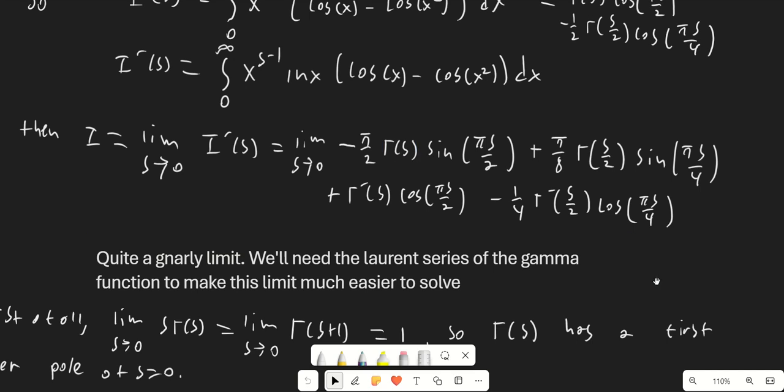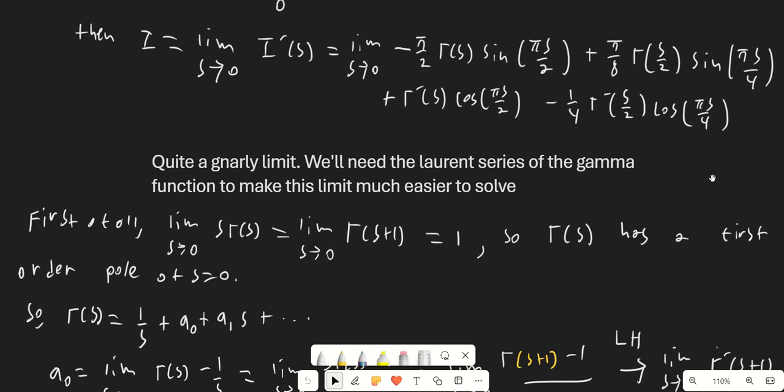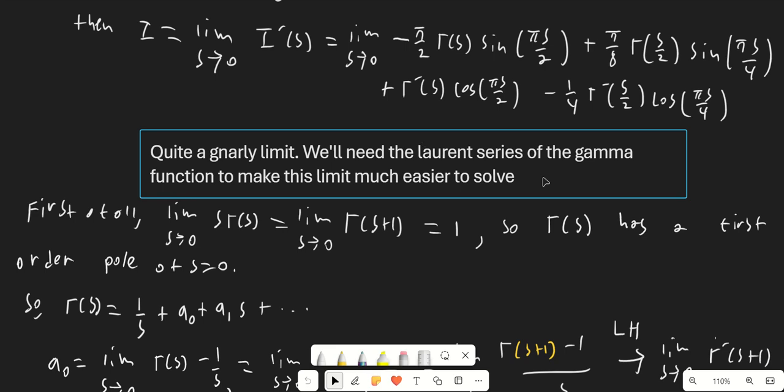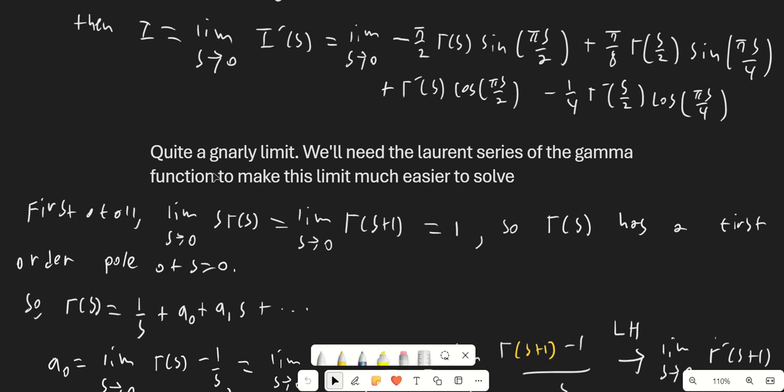So my favorite trick for evaluating limits of the gamma function is you find the Laurent series of the gamma function, and this actually makes the limit way easier. So first, we know that the limit as s goes to 0 of s gamma of s equals the limit as s goes to 0 of gamma of s plus 1, which is just 1. So that means that gamma of s has a first order pole at s equals 0 because, first of all, the limit as s goes to 0 of gamma of s is just infinity, but when we multiply by s, it gives us a finite non-zero number. So that means we have a first order pole.